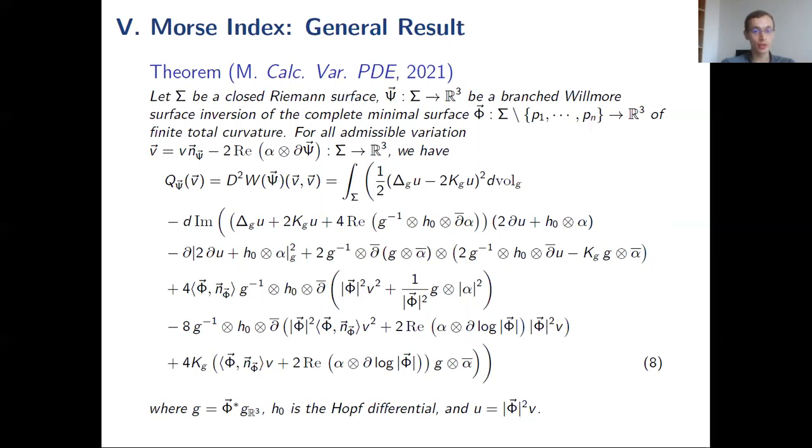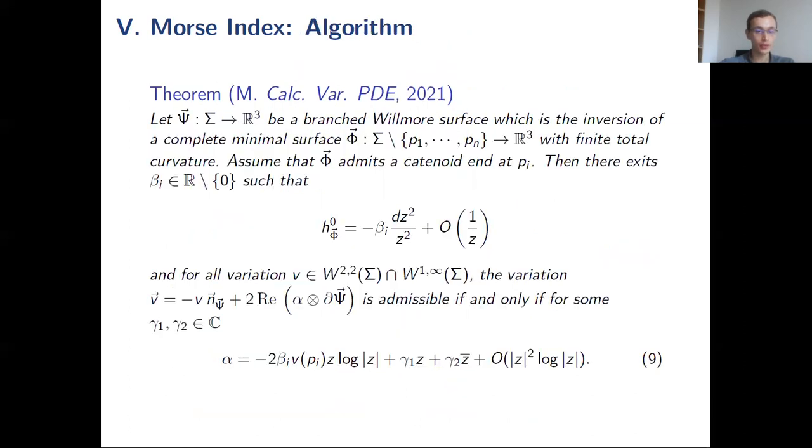So here it's the same. We need to consider not normal variations, but general variations. But it's computable. And for example, in the case of the catenoid end, we show that this tangential part is completely determined by the normal one. And then this term gamma 1, gamma 2 will not matter at all.